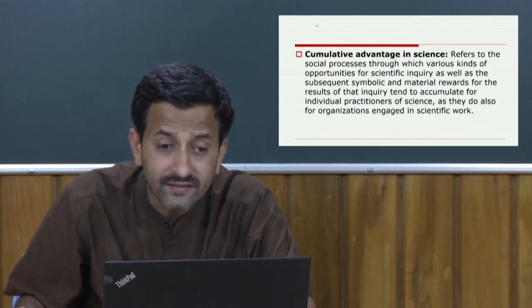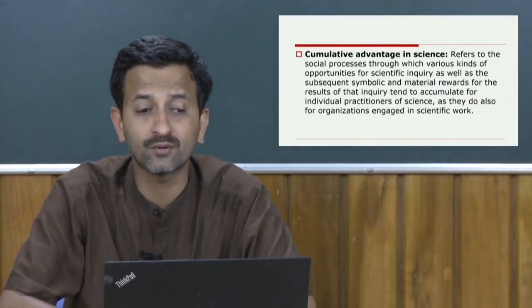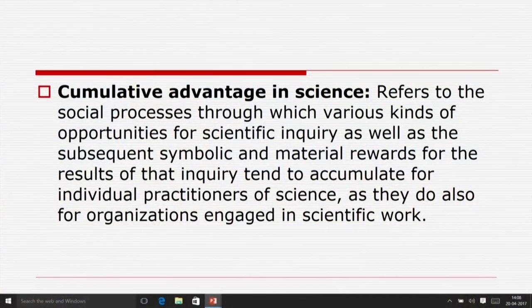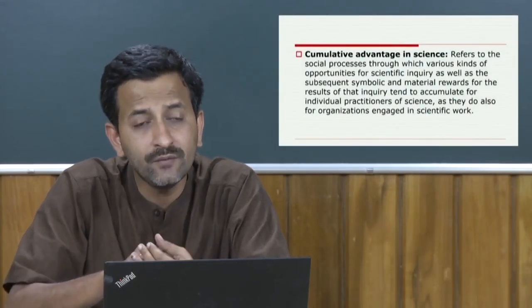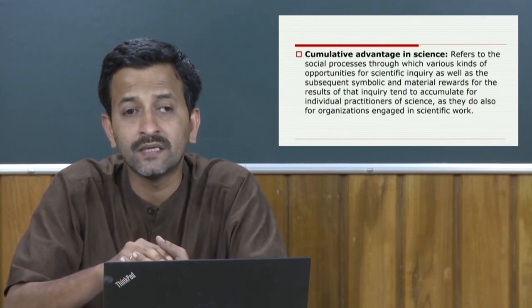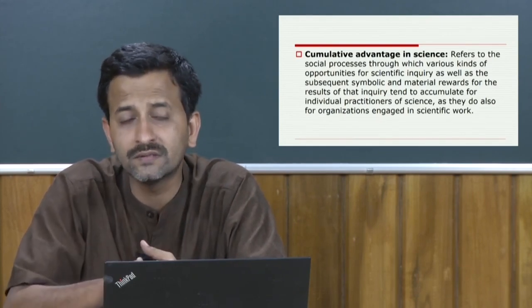Cumulative advantage in science refers to the social processes through which various kinds of opportunities for scientific inquiry, as well as the subsequent symbolic and material rewards for the results of that inquiry, tend to accumulate for individual practitioners of science, as they do also for organizations engaged in scientific work. Here, Merton tried to look at individual practitioners of science. Then he will move on to the scientific community as such, then to the accumulation of scientific knowledge by the young professionals, I mean junior scientists, students.